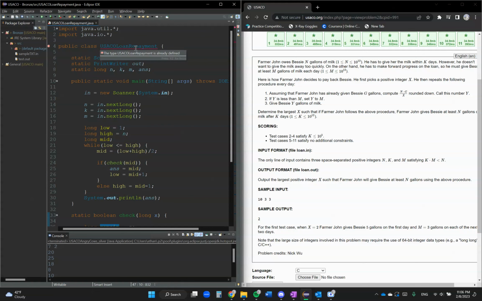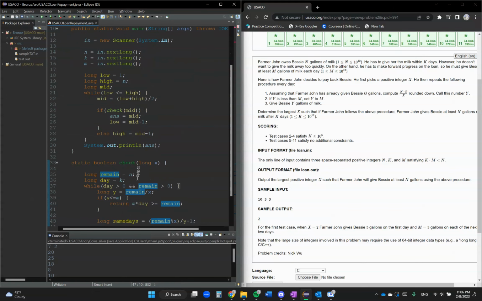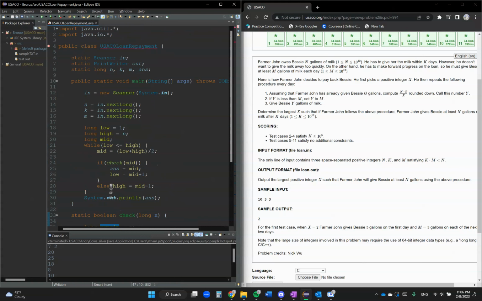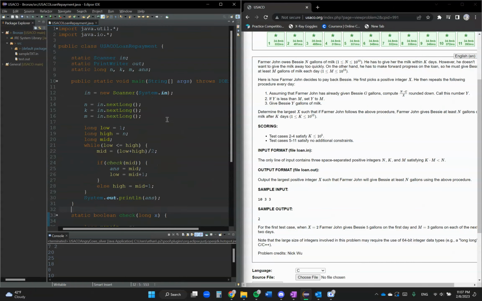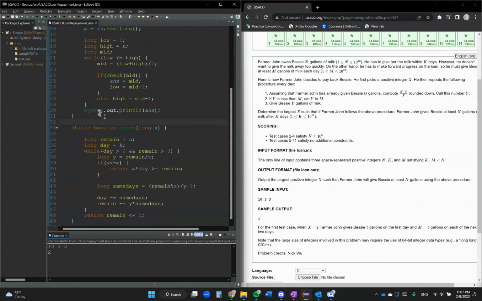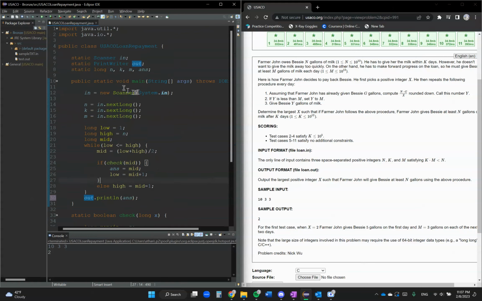Why is there an error here? It's already defined? That's very strange. Okay, it went away somehow. Okay, so 10, 3, 3, and we get 2. This should work for all the test cases because it's worked before.